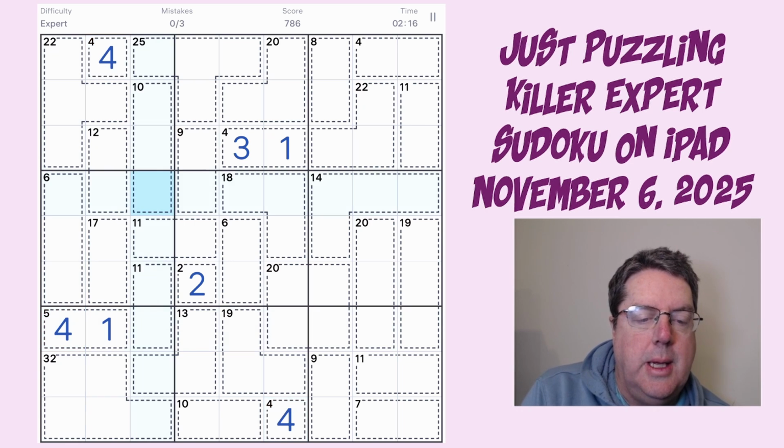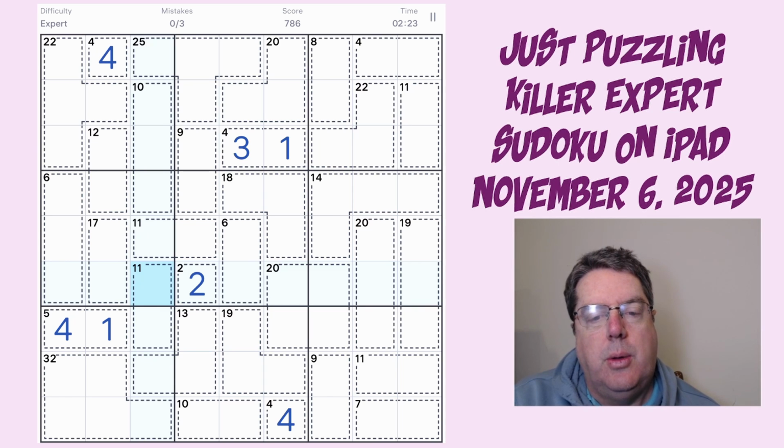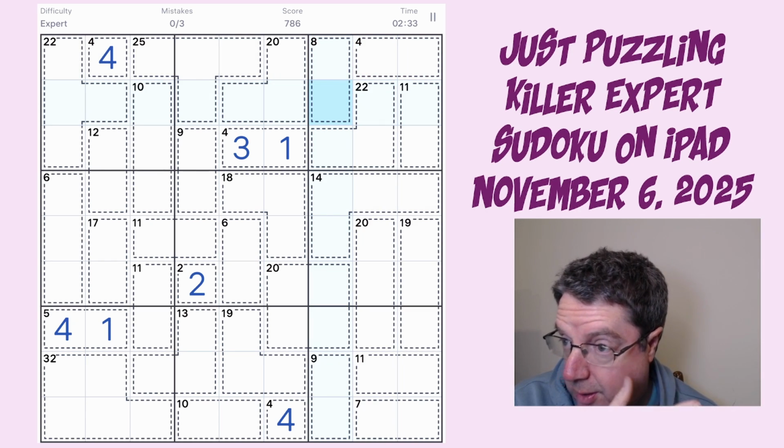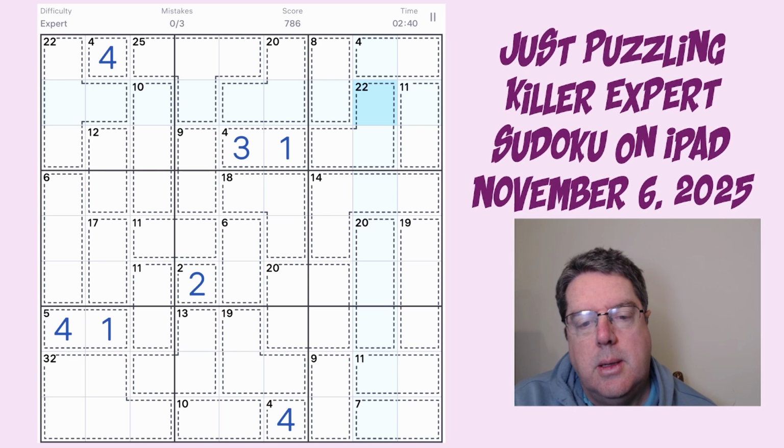Okay, so 4 can be here, here, or here. 22, 9. So this is going to be 1 and 3. So that means that this is 2 and 6, because it can't be 1 and 5, or 1 and 7, or 3 and 5. This is going to be 9. And it's either going to be 6, 7. So 6 and 5 can be there.